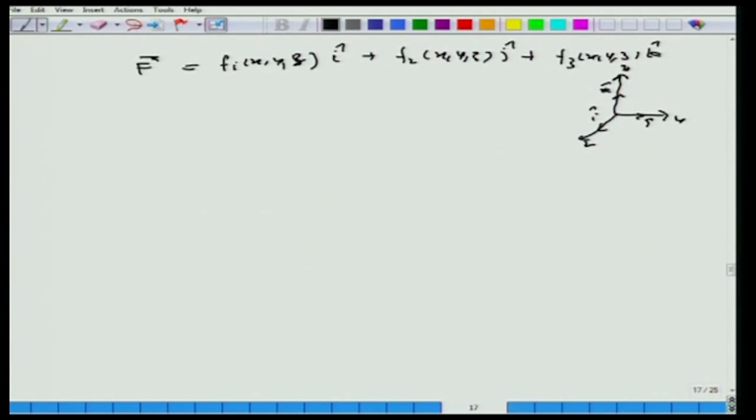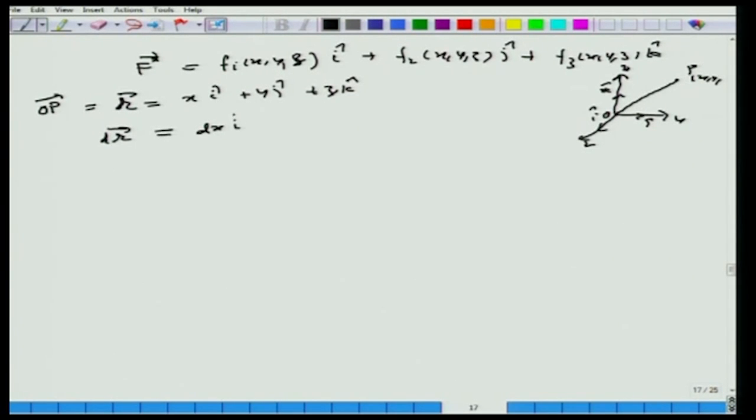So, this f is in general a vector function of x, y, z given like this, and the position vector r for any point P here, this OP, so this is x, y, z. So the position vector r is given by the directed vector OP, x i plus y j plus z k. So, dr element will be dx i plus dy j plus dz k.